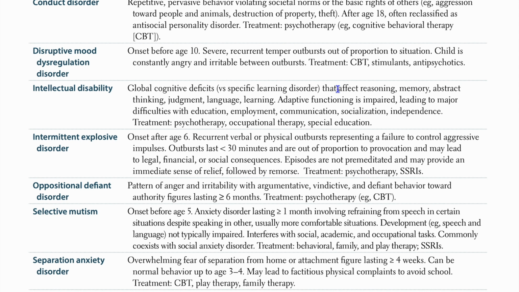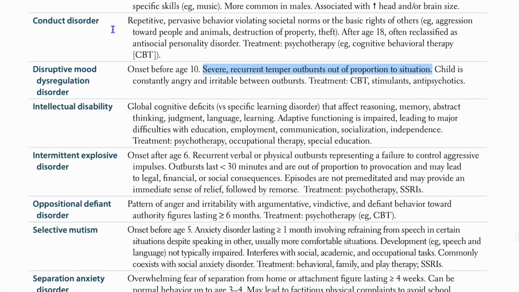Disruptive mood dysregulation disorder. Onset before age 10, severe recurrent temper outbursts out of proportion to situation. Child is constantly angry and irritable between outbursts. Treatment is CBT, stimulants, antipsychotics. So onset is before 10, with severe recurrent temper outbursts out of proportion to situations. This is different than conduct disorder, right? That one's behavioral, like you can see the physical build up of this trait, whereas this is temper outbursts, okay, and it's going to be out of proportion.